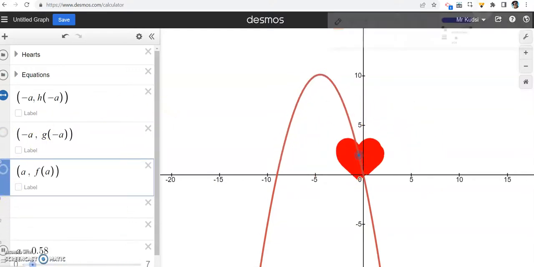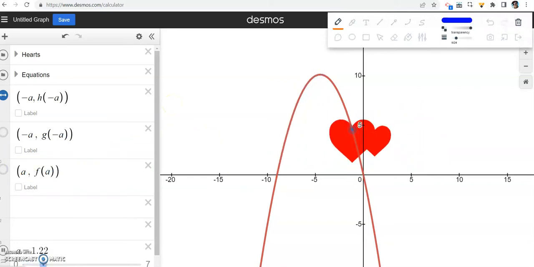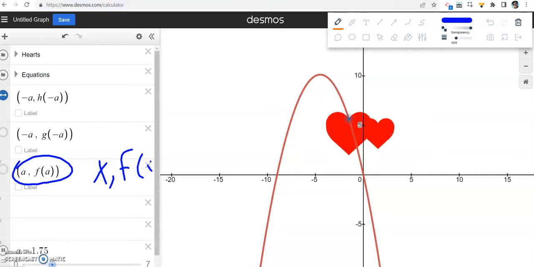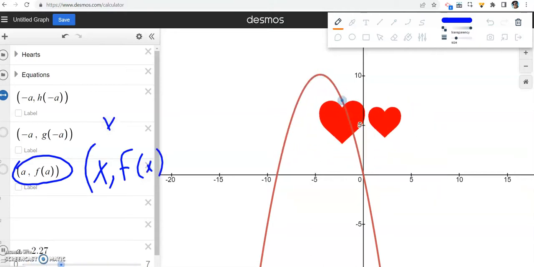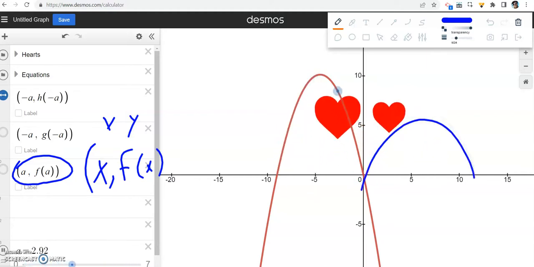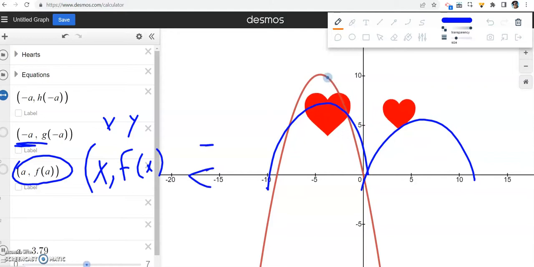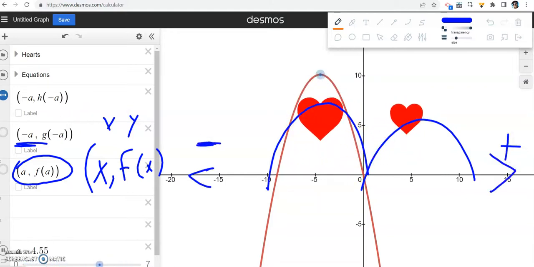Okay, and again, one last time. A and f of a is the same as x and f of x, which is the same as x and y, so you're just giving it a point. This one's going in the positive direction. The negative a is to go on the negative side. And that's how you do it. All right, check out the next video and you should be well on your way to making your picture.